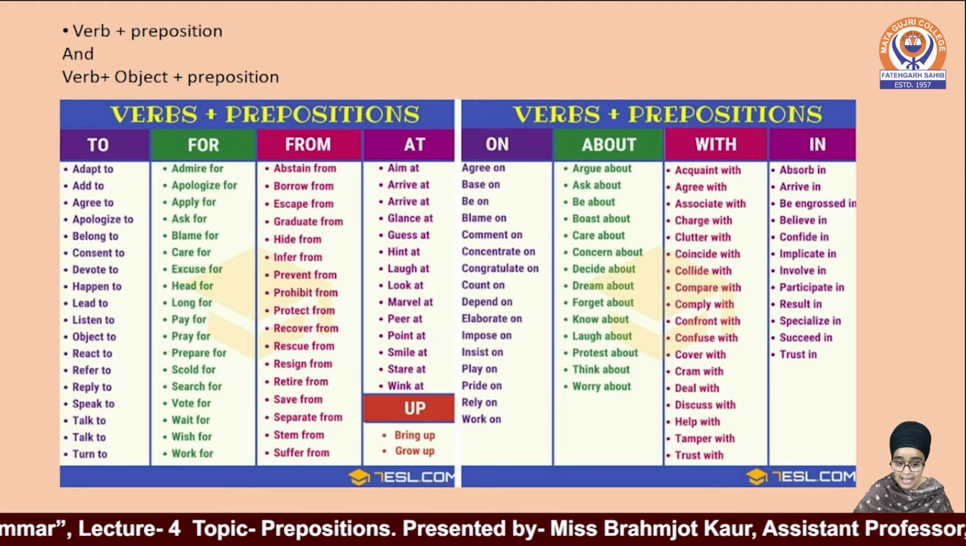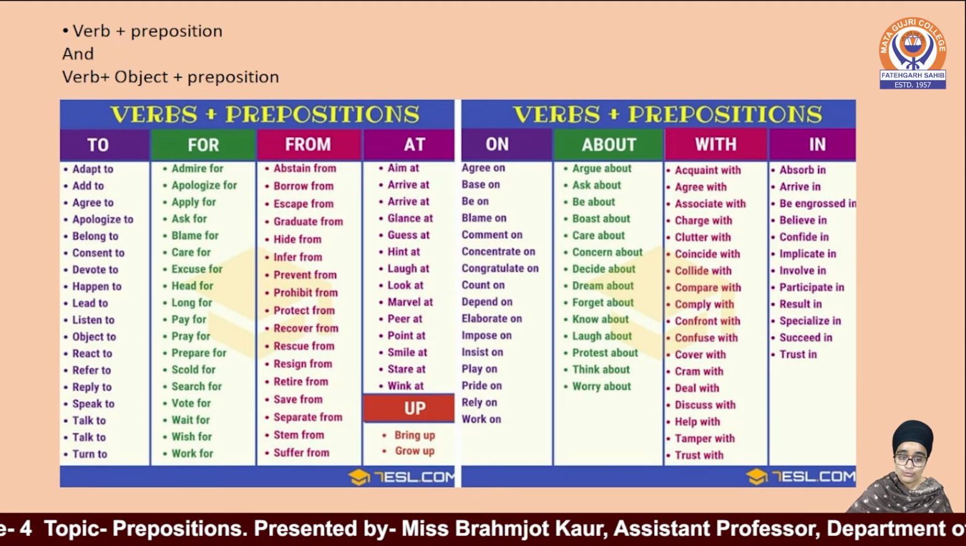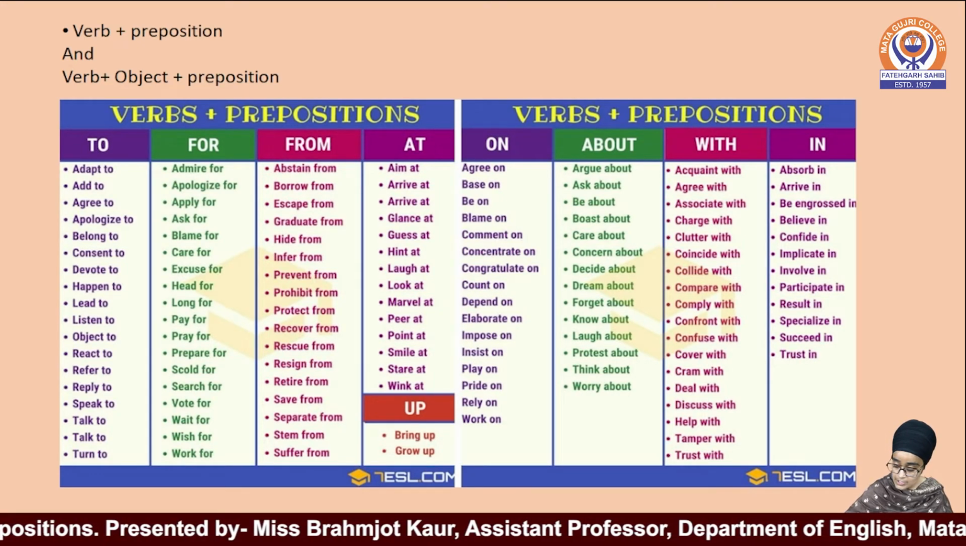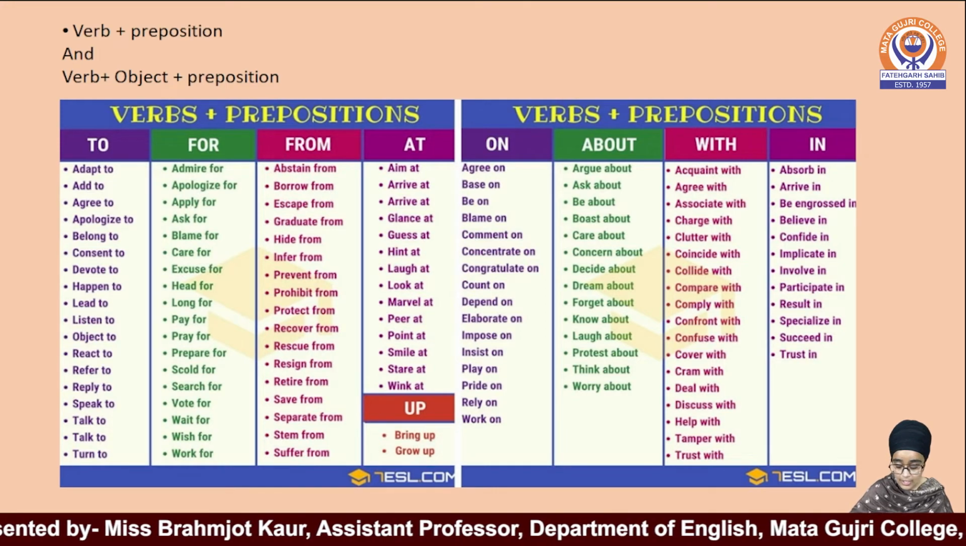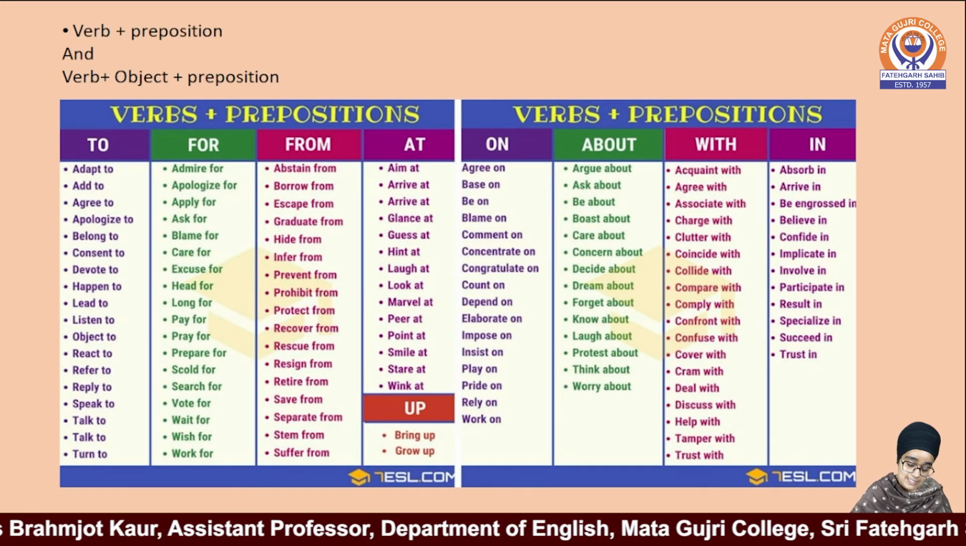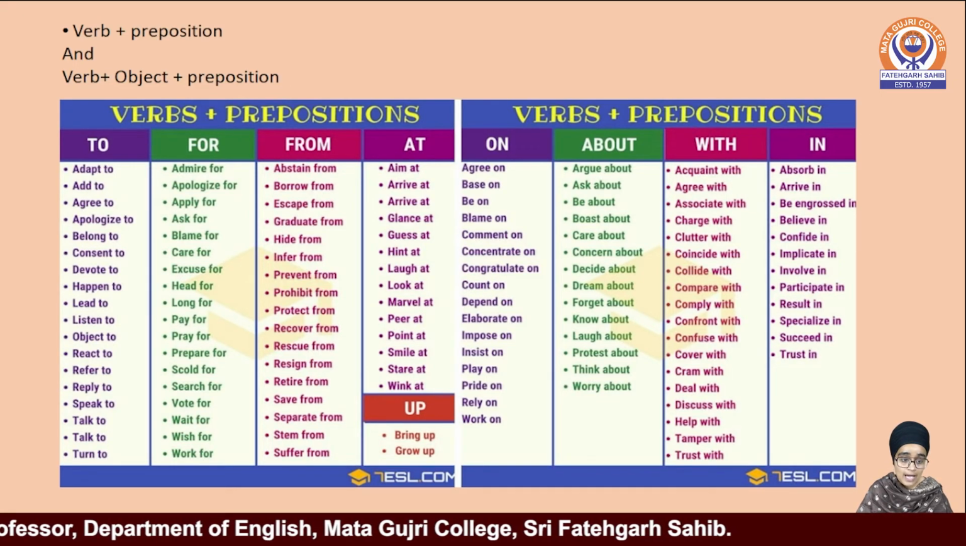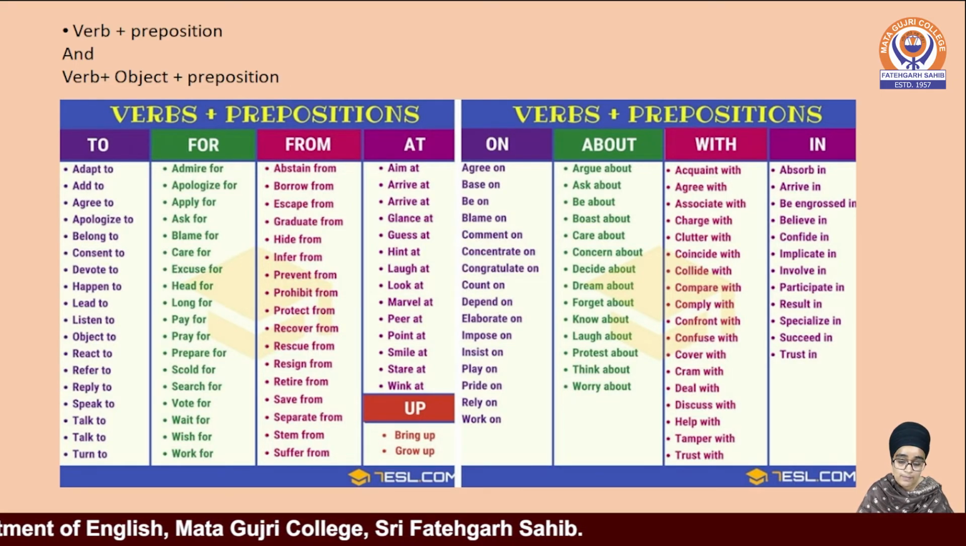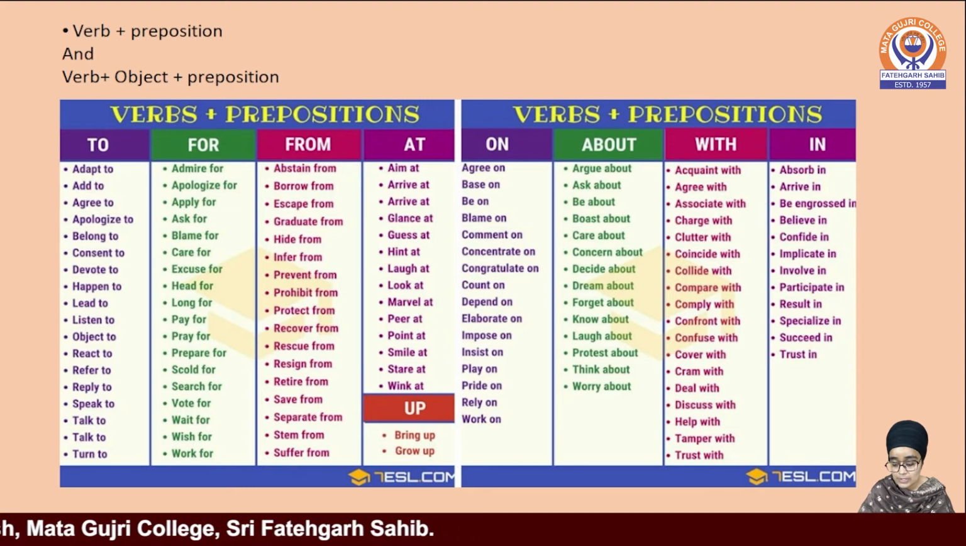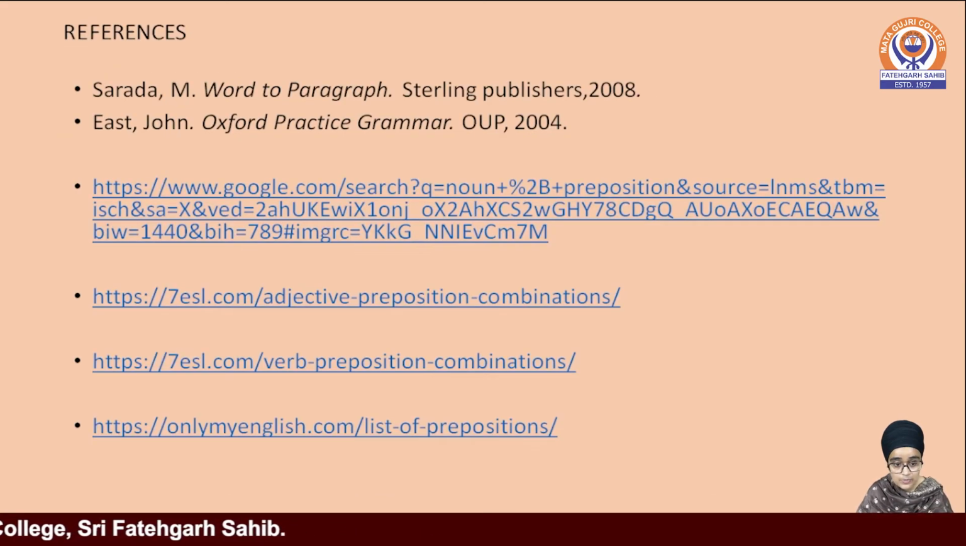For example, I admire you for your behavior. So admire is the verb, you becomes the object, and for again the preposition. So you can use both the structures, verb plus preposition and verb plus object plus preposition. Try making sentences with all these examples given on the screen.